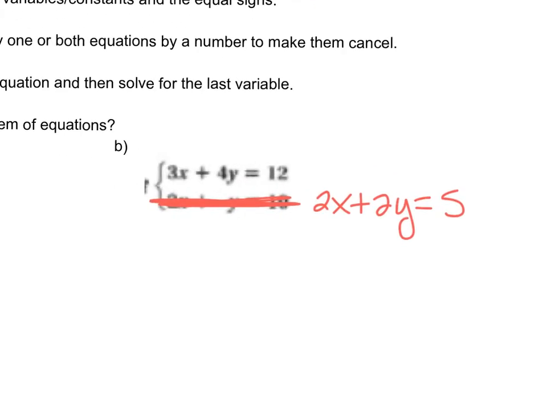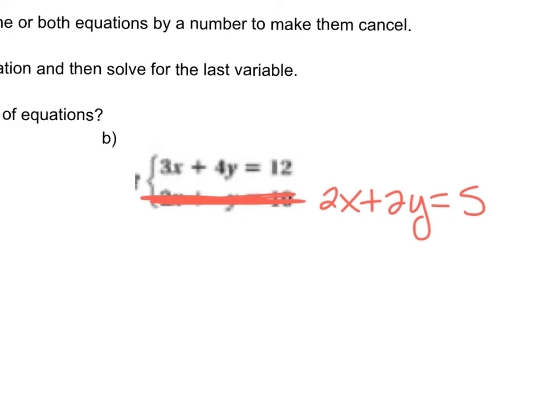So I'm going to skip to letter B first. Letter B, I really should have written it below. Let's just do this. I'm just going to move this one over. So it's 3x plus 4y equals 12. Are they lined up? Yes. X over x, y's over y's, and the numbers and the equal signs are all lined up. If I were to add them together, would the x's cancel? No. 3x plus 2x is 5x. 4y and 2y is 6y.